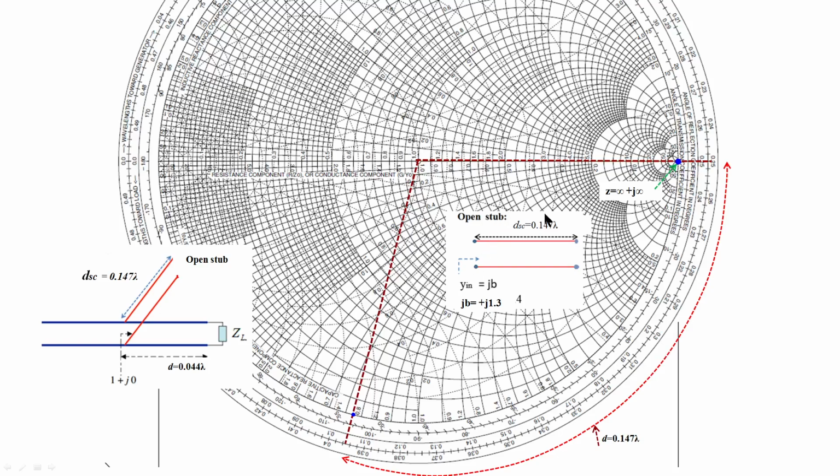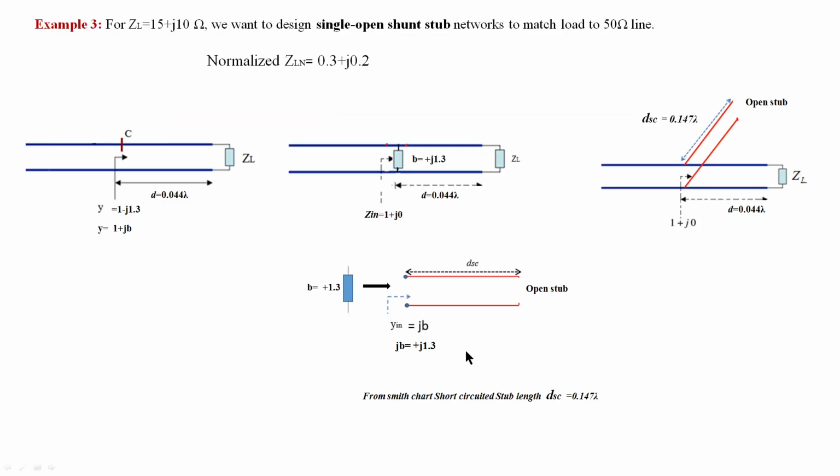So what is the length of this stub? 0.147 lambda. You take a piece of transmission line, a stub also. To get this value of susceptance, its length equals the value we found from the Smith chart. You connect that here. So what we did here, we got this value, 0.147 lambda. This one is now replaced by this stub. It is an open stub, open here. So we got this length.